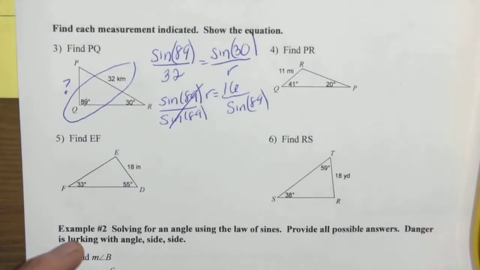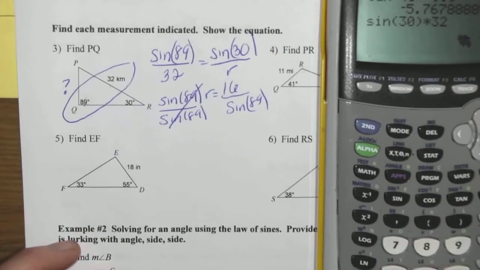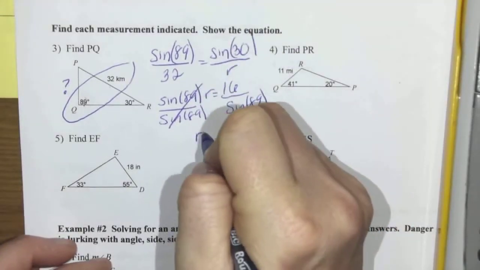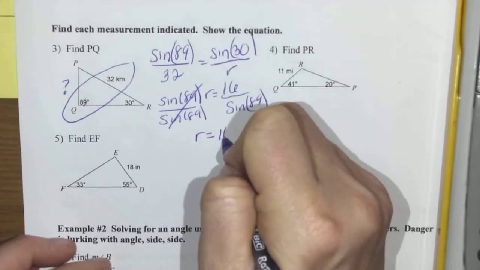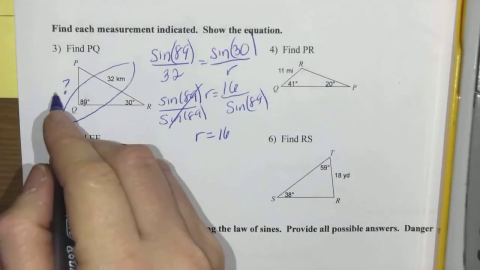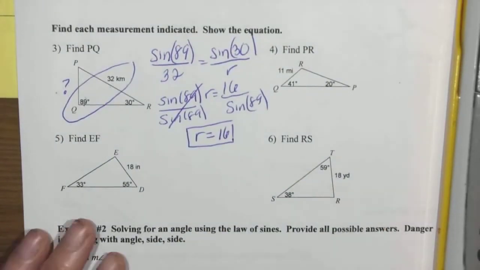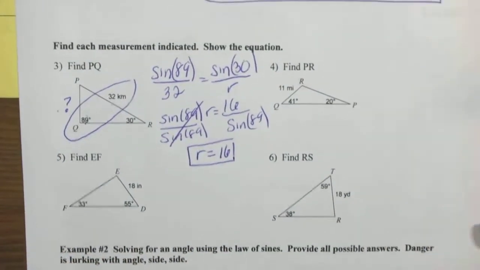Law of sines works on any triangle, does not have to be a right triangle. So I took the 16 divided by the sine of 89, and I get 16 for that matching side over here. Okay, so that's how you solve for a side using law of sines.